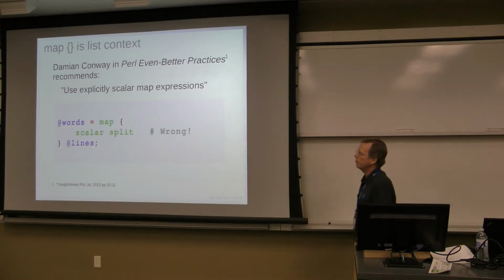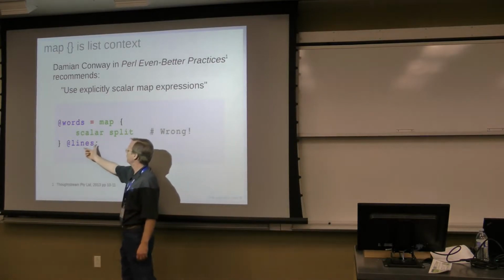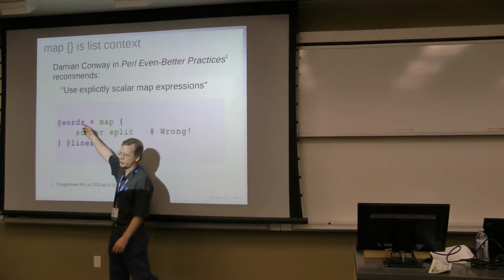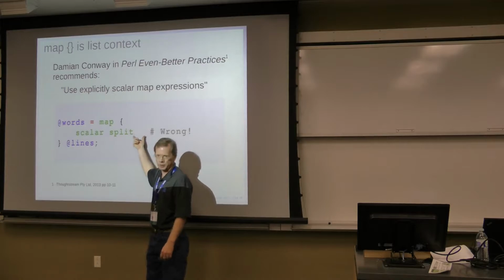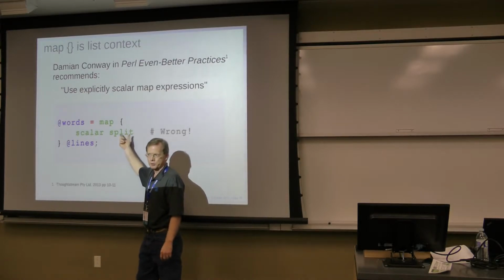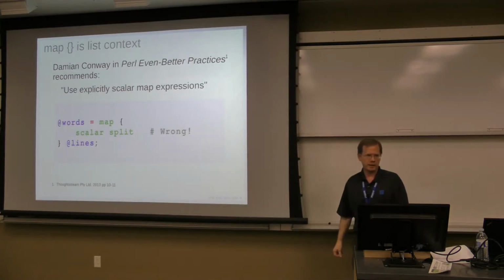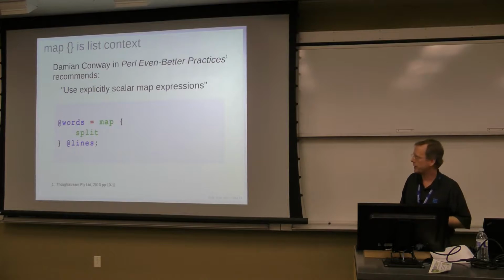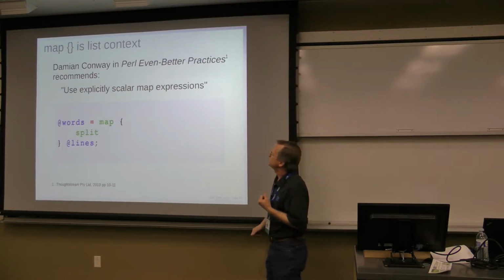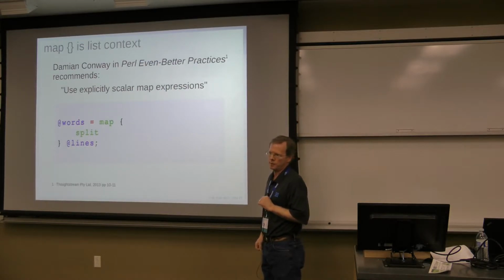However, sometimes we don't want scalar. For example, we're taking text lines from a file and we want to get all the words out of it. We do a split on $_, forcing that to scalar context. It's going to tell us how many words we had rather than the actual words. So the fix for that is we take out the scalar. And that gets us what we want.